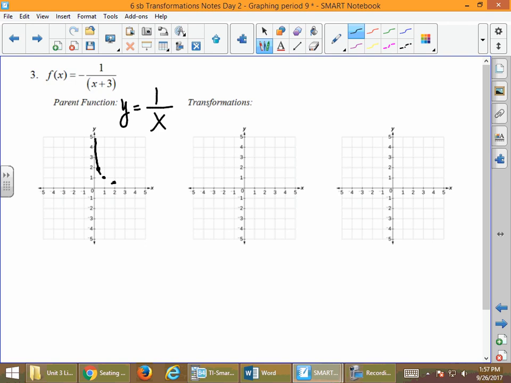And remember, even though my picture already kind of looks like it touches the y-axis, we don't touch the x-axis, nor do we touch the y. And we also have points (-1/2, -2), (-1, -1), and (-2, -1/2). And there's our parent function.